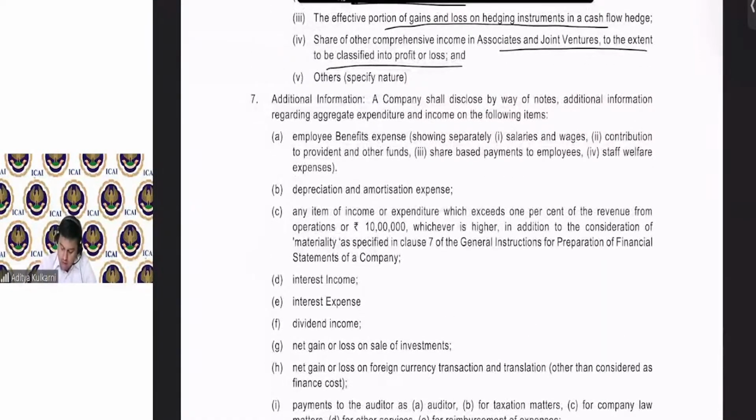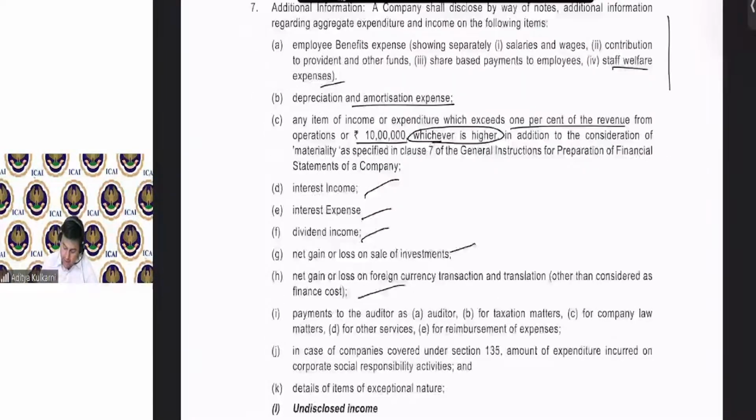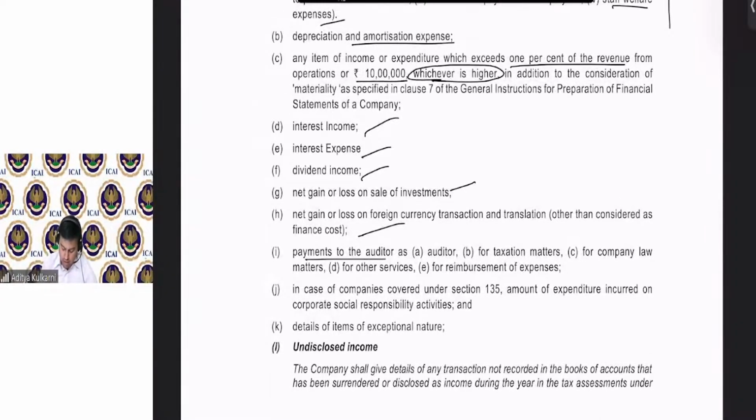Then you will disclose employee benefits expenses separately, showing salaries, wages, contribution to social welfare funds, share-based payments, and staff welfare expenses. You will show depreciation and amortization separately. Any item of income or expenditure which exceeds 1% of revenue or 10 lakh rupees, whichever is higher, you will disclose separately. In addition to the consideration of materiality, you will present separately in the statement of profit and loss interest income and expense, dividend income, net gain or loss on sale of investments, foreign currency transactions and translations, and payments to auditors. Companies covered under section 135 will show their CSR spend separately, and items of an exceptional nature you will present separately.